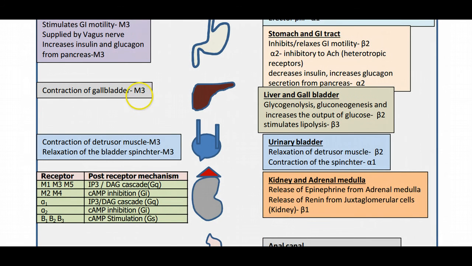As far as the gallbladder is concerned, the gallbladder mainly has M3 receptors. So whenever M3 receptors are stimulated, it causes contraction of the gallbladder. Whereas the sympathetic system has a major effect on the liver, where it causes glycogenolysis, gluconeogenesis, and increases the output of glucose. So the net effect you will see is an increase in the blood sugar, and these effects are mediated by beta 2 receptors.